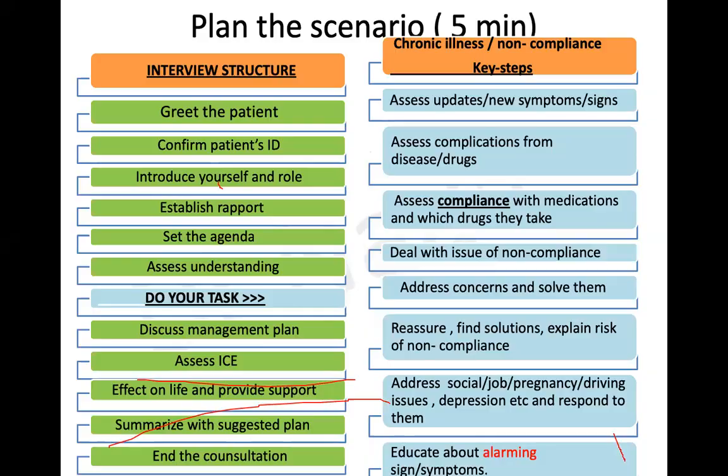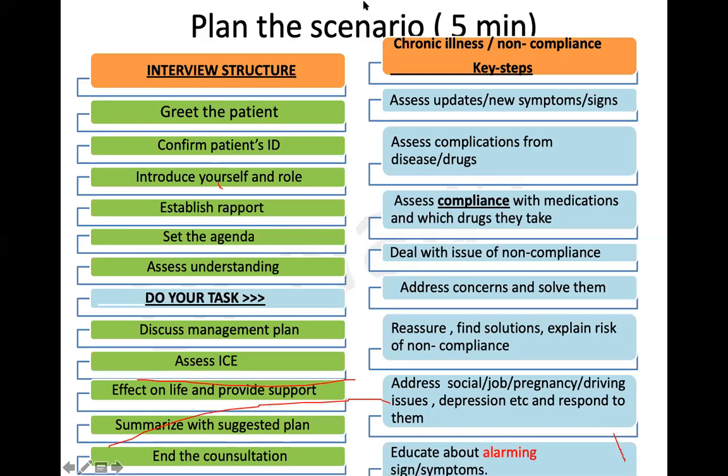All right. After that, finally, give them another appointment if that's the case, or if you are referring them to another clinic or to another doctor, just give them an appointment to the clinic where you are referring them, and so on.